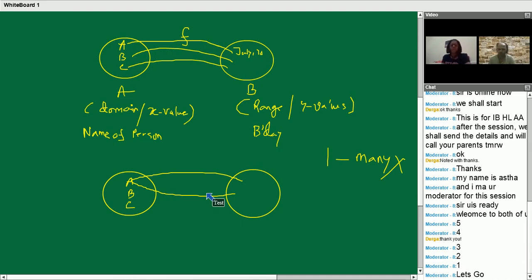Interestingly, one more thing: a function is bound to carry each and every x value to y values. It's not that a function can take only 7 or 8 out of 10. Whatever the elements or points here are, the function has to carry them to different y values, or maybe the same y value. It depends on the nature of the function.